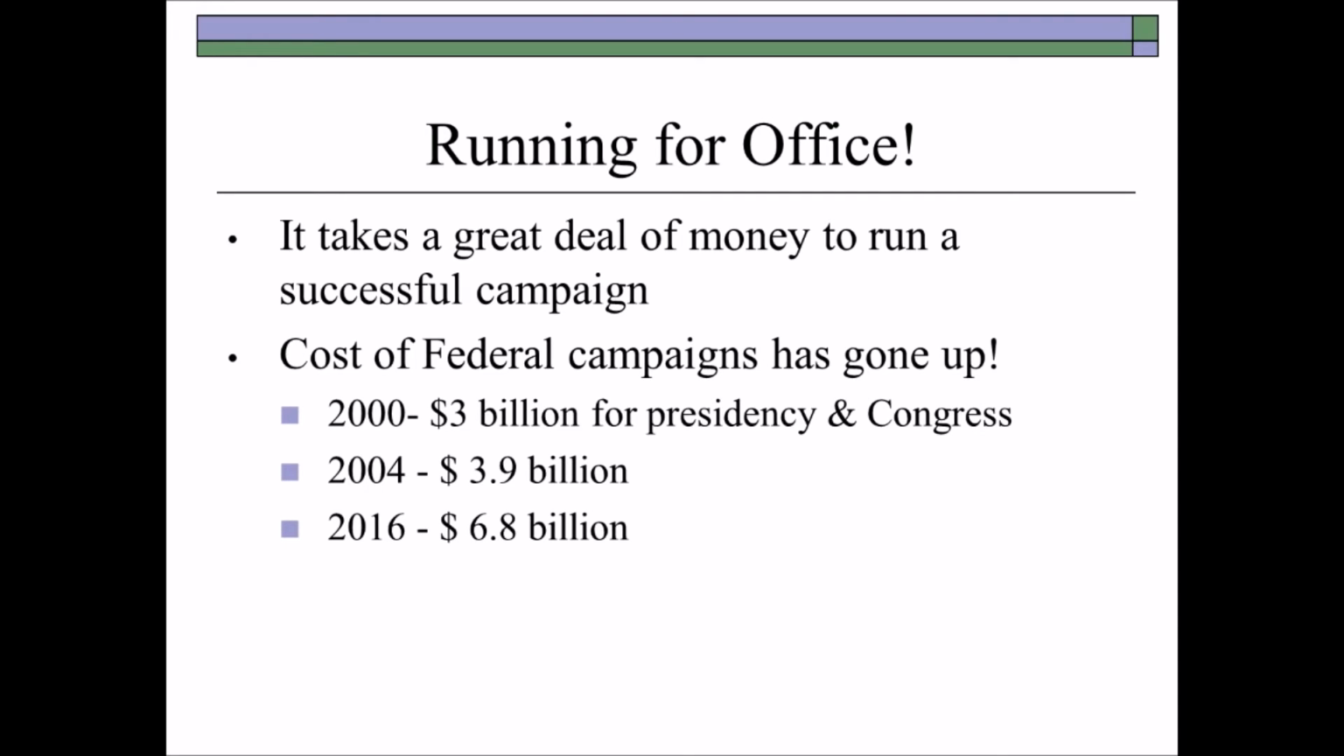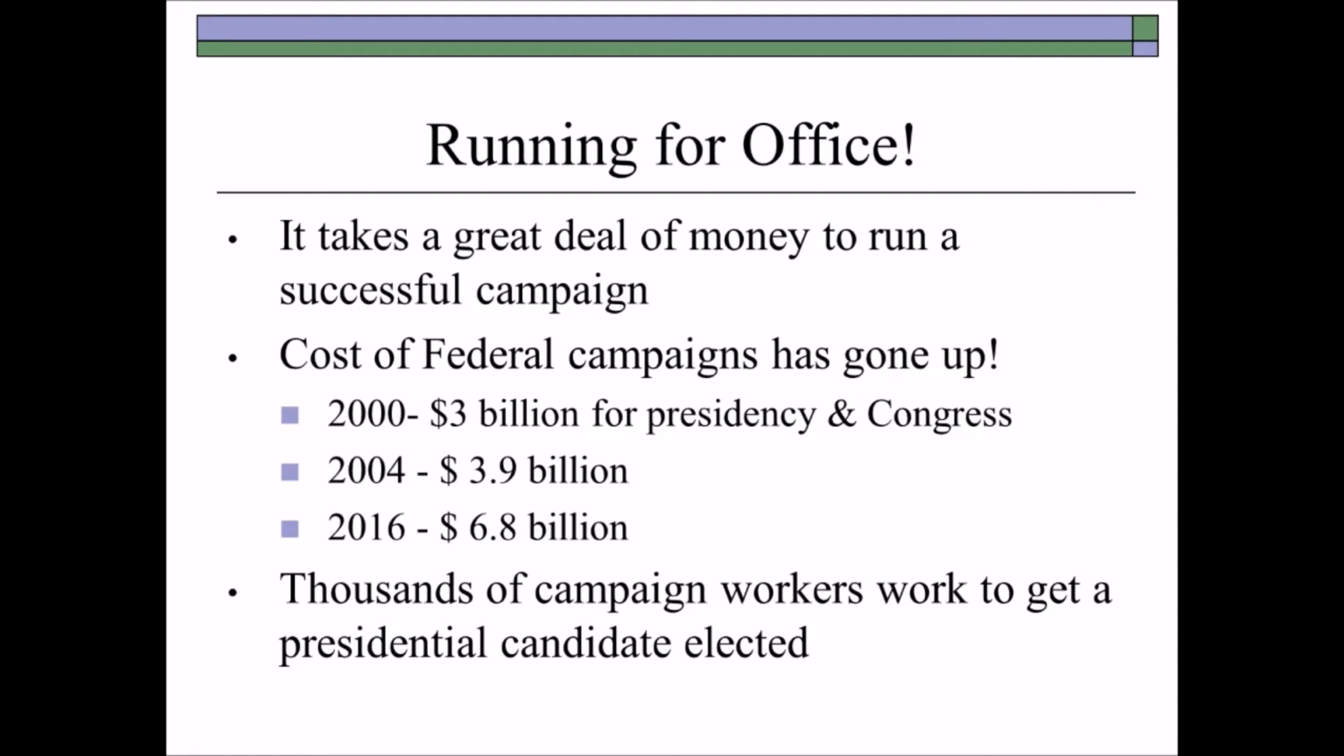So in 2000, $3 billion for the presidency and all the congressional elections, when you add them all together. In 2004, $3.9 billion. Now it's 2016. The most recent estimates are $6.8 billion being spent for the presidency and congressional elections, so all the federal offices. Huge increase. Lots and lots of money here. It's a big section of the economy during those years. And thousands of campaign workers are paid to get their presidential candidate elected, the guy they like.